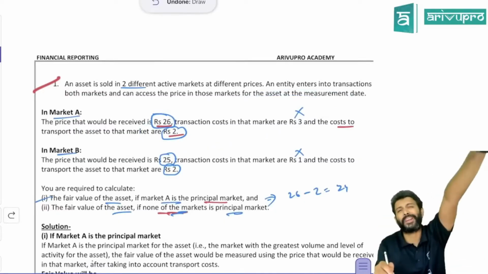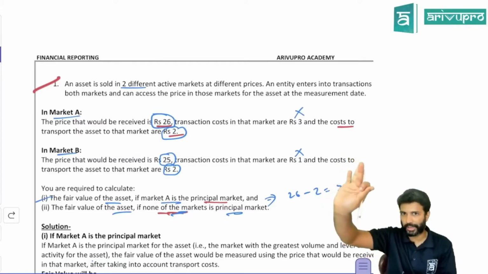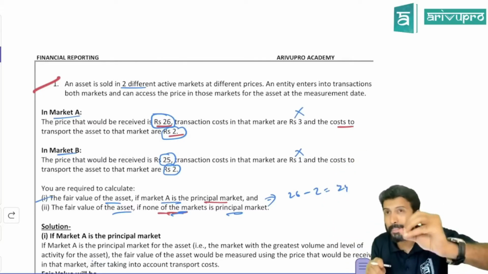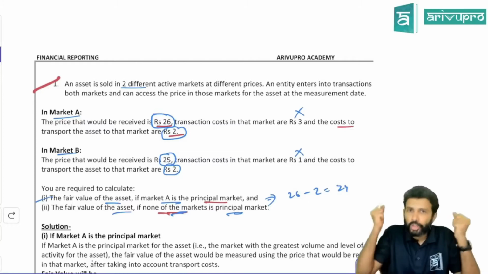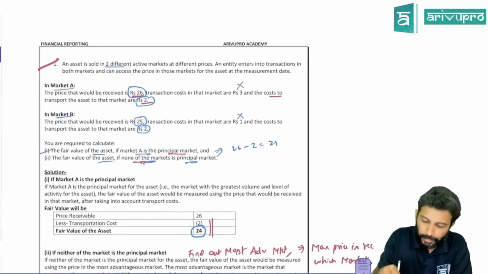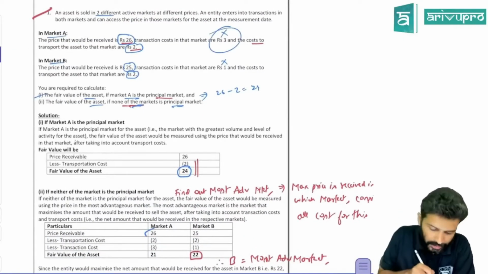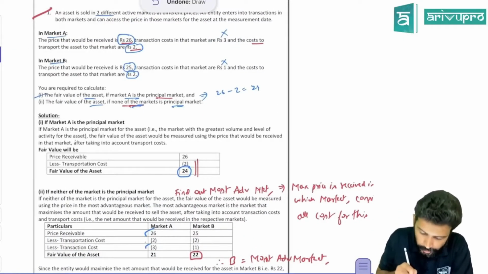So for the most advantageous market, I'm talking about maximum price. So every cost should be considered: transport, transaction cost, everything, to find out which is the most advantageous market. So if you sell it in A, how much will you get? You'll sell it for 26. You'll incur a transaction cost of 3, deducted. You'll incur a transportation cost, deducted.